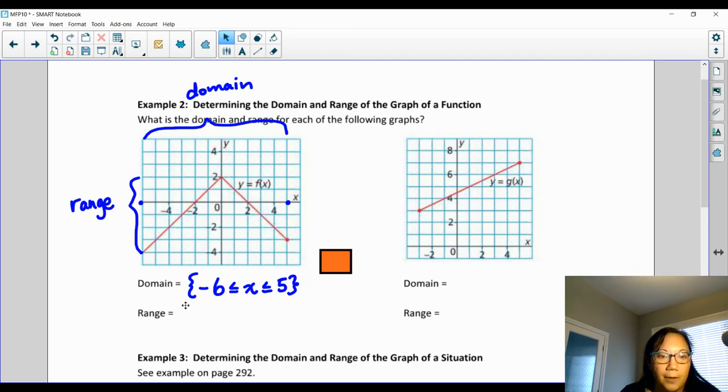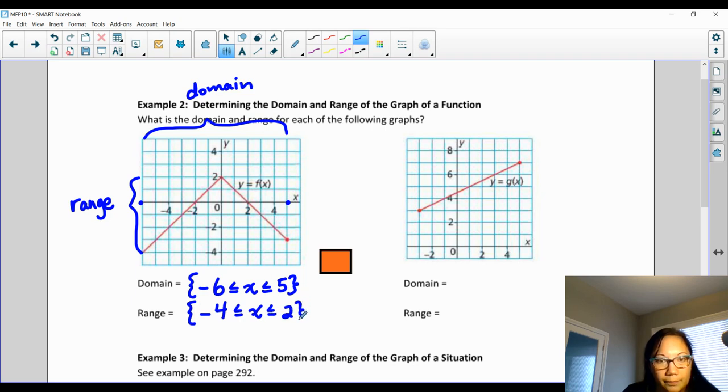Now we're going to do the same thing for the range, except when we're talking about the range, we're now talking about how low on the y-axis did it go to how high on the y-axis did it go. So the range is the set of all real numbers starting at -4, and y is going all the way up to 2. Now, I might not have mentioned this yet, but the curly brackets here is called set notation, and that's the way that we say there's a number of answers that fit the domain and range.